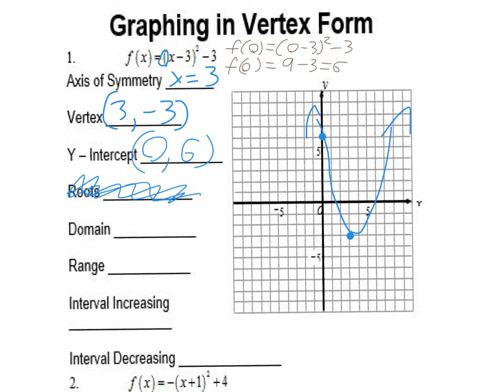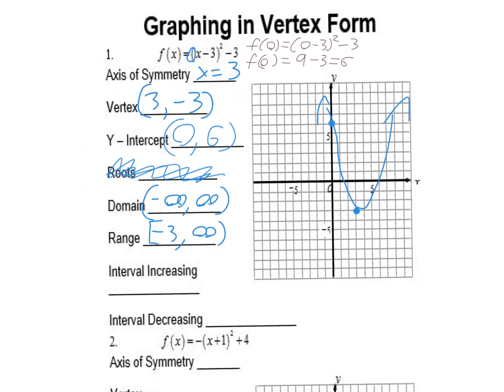Domain, all parabolas have a domain of negative infinity to positive infinity. Range, this is my y values. My vertex is my minimum. So my range is going to be from negative 3 to positive infinity. Bracket on that negative 3.